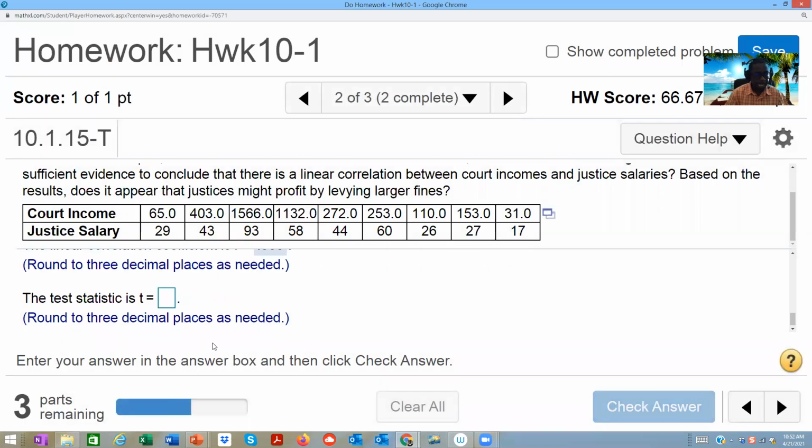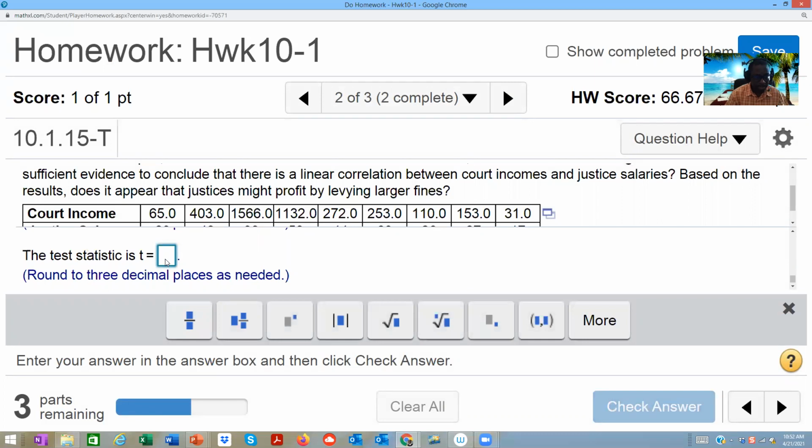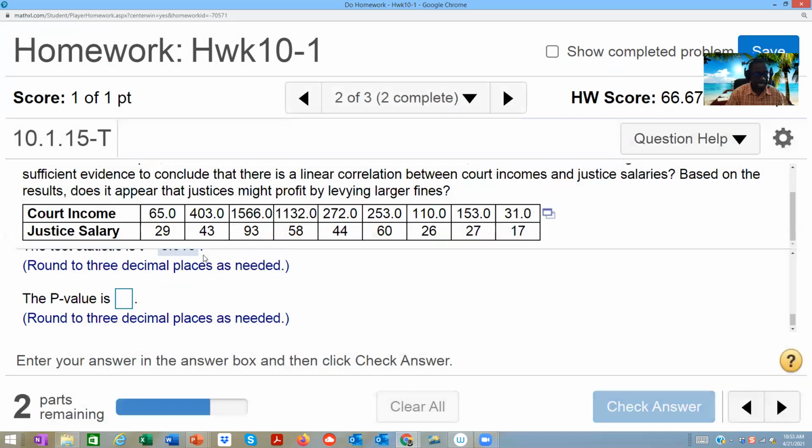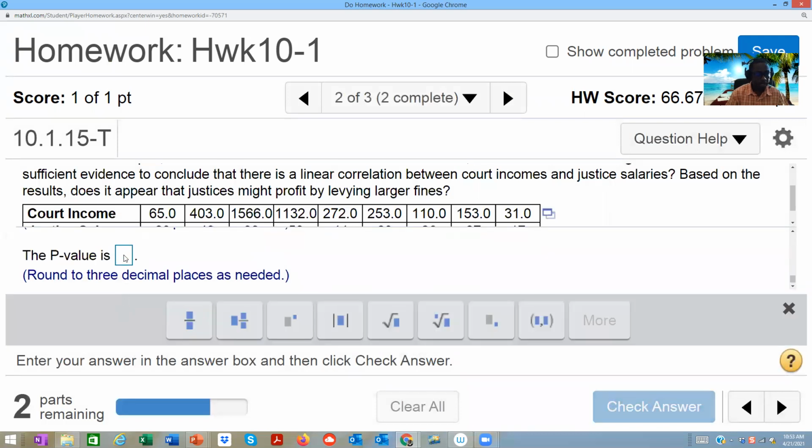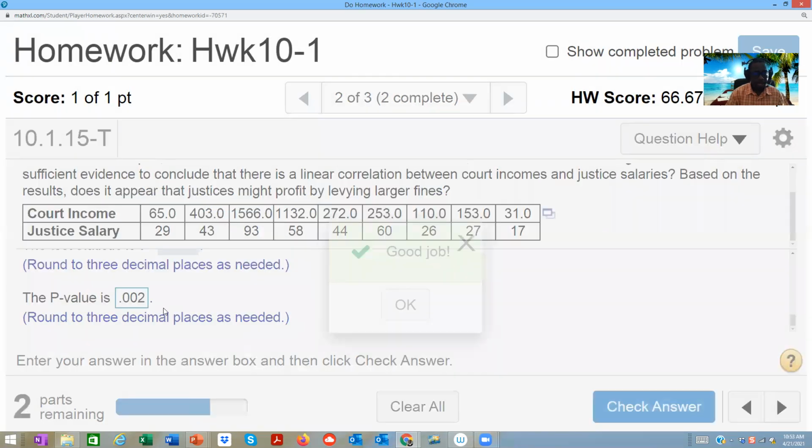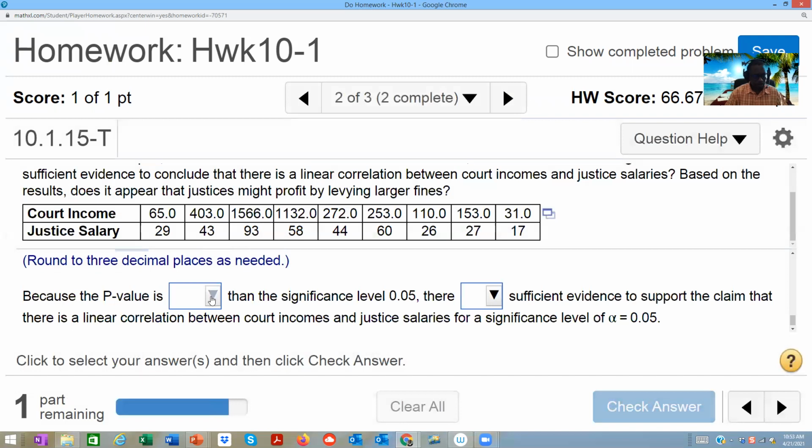Okay, and then what's my test statistic? Test statistic is 5.0 to 3 decimal places, so 0.116. Okay, and then what's the p-value? This is to 3 decimal places, so that's 0.002. Okay, all right. So with this, say the p-value is less than 5%.